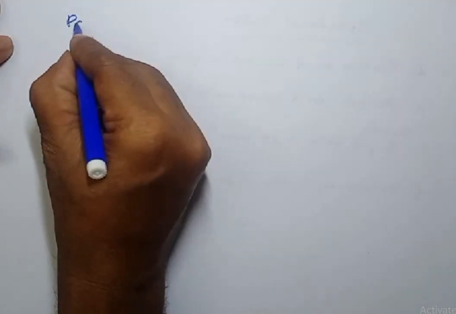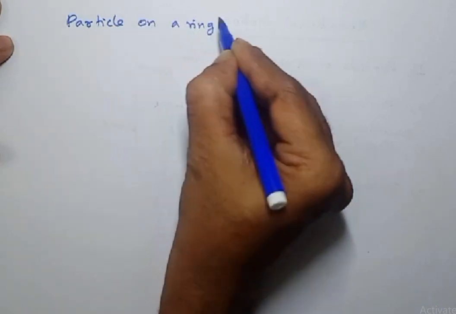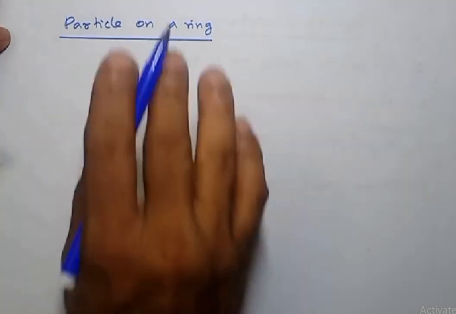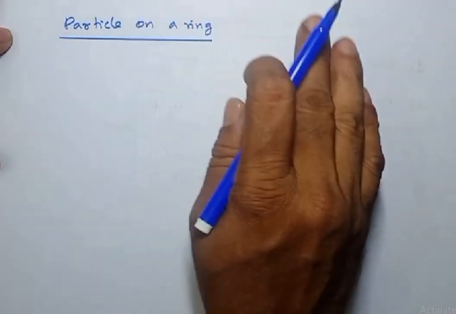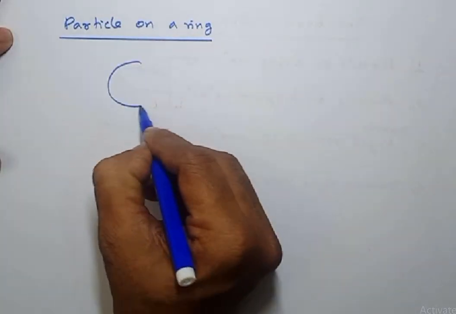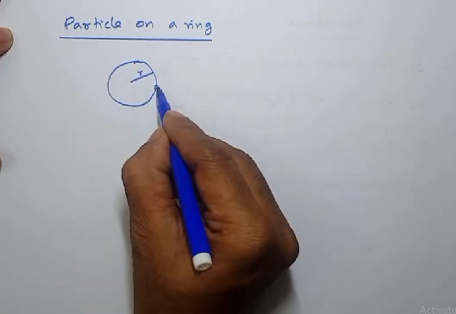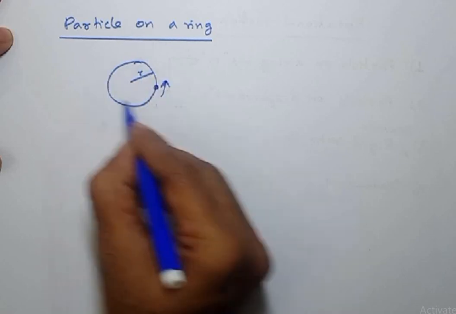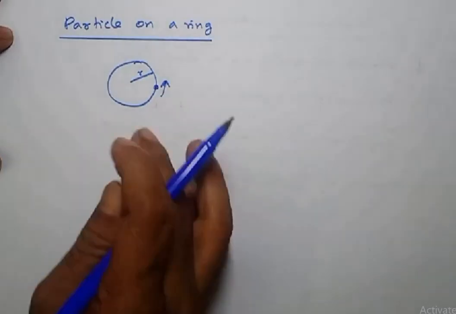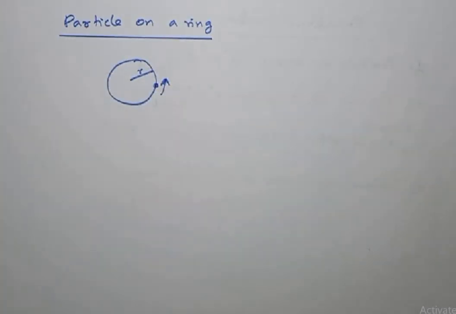We'll start with the first system, first and 3, that is particle on a ring. Whatever I am going to discuss here is applicable for rigid rotor in 2 dimension also. So I have a ring with a constant radius, and let us assume your particle is moving along this ring. When the particle moves along the ring, radius remains constant.